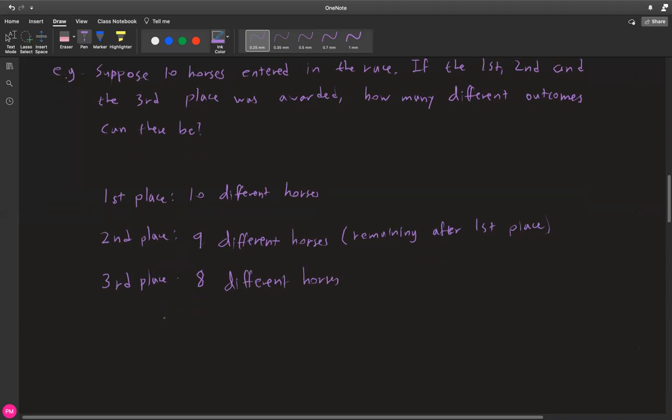So we can simply say that we have 10 multiplied by 9 multiplied by 8. So it's 720 different outcomes. Does that make sense?